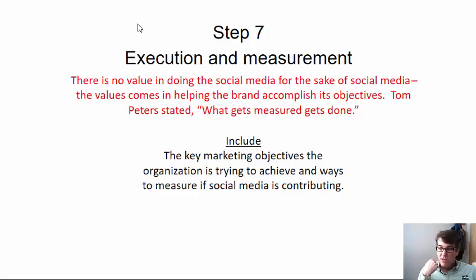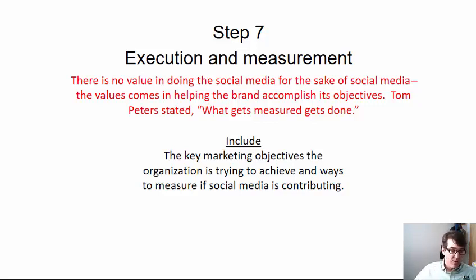The key marketing objectives the organization is trying to achieve and ways it measures if social media is contributing. As of now, I understand that you may not have a lot of different ways to measure if it is achieving what you want it to achieve. But think of ways that you could put out there, ways that it could measure, to see if it is being successful. So again, what I'm asking you to do is to put together a social media marketing plan. These are the 7 steps to put together the social media marketing plan.